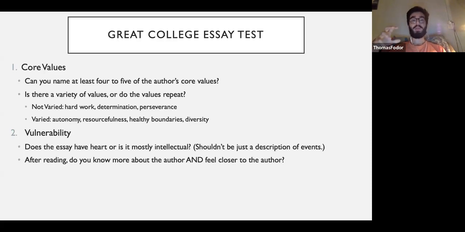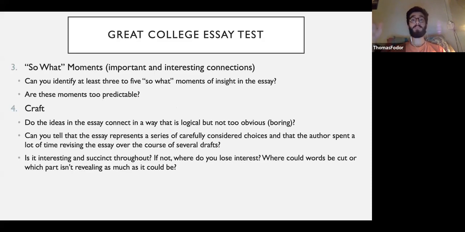After reading, do you know more about the author and feel closer to the author? Again, ask yourself these questions after you've read your essay to see what areas you need to improve on. So what about these so what moments, which are simply the important and interesting connections that you make about your examples with these connections, or these so what? Why is this important moments?